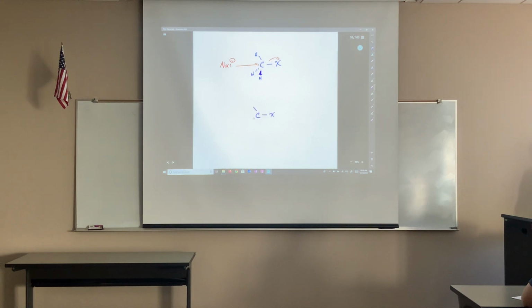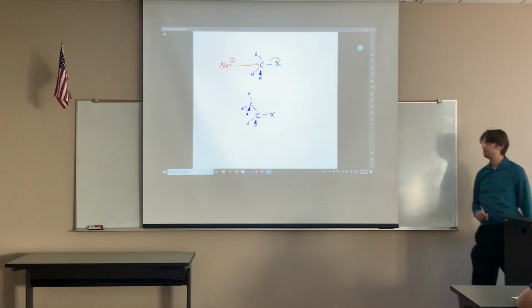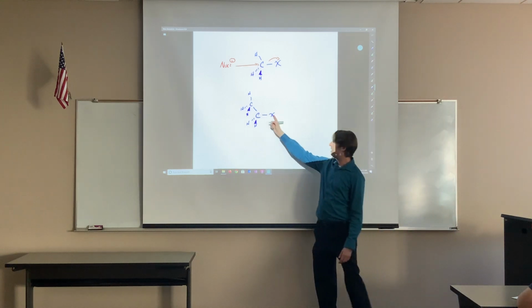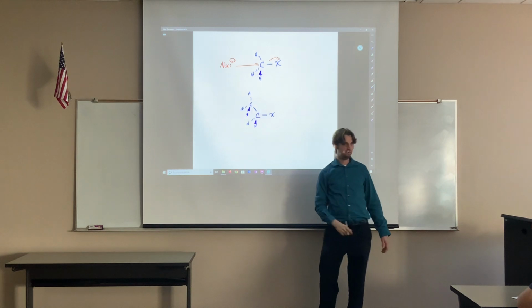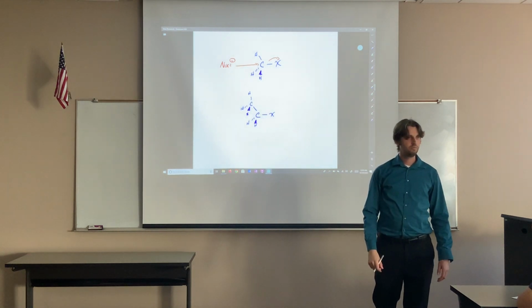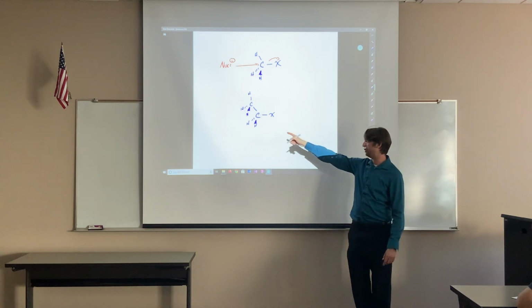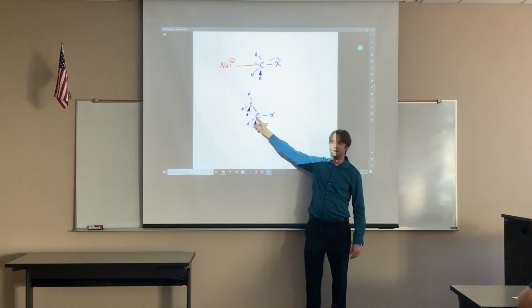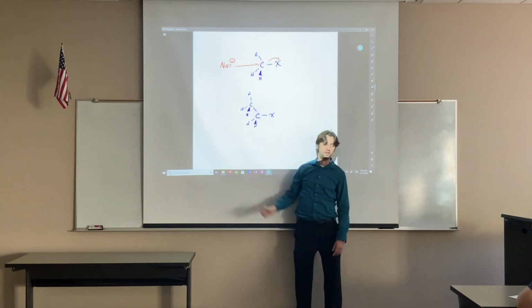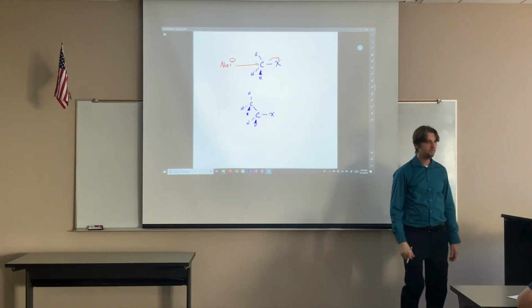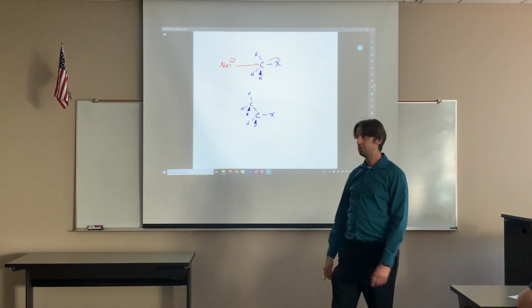Let's make this a little bit more complex. For emphasis sake, right? Now I've got a primary leaving group, right? Our leaving group is bound to a carbon that's bound to one other carbon. You guys starting to see the point already? Is there more junk around this carbon? Yeah, right? You've got the hydrogens here, right? And the hydrogens here. Can the nucleophile still get in there? Sure, right? Sure.